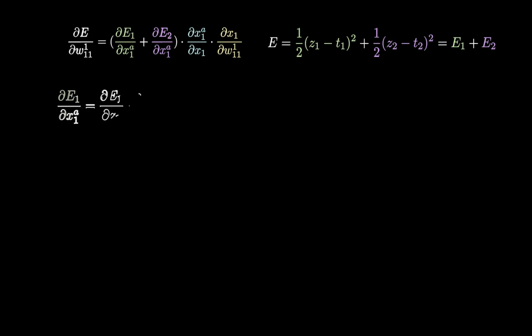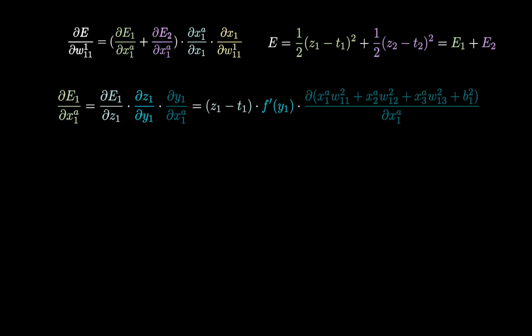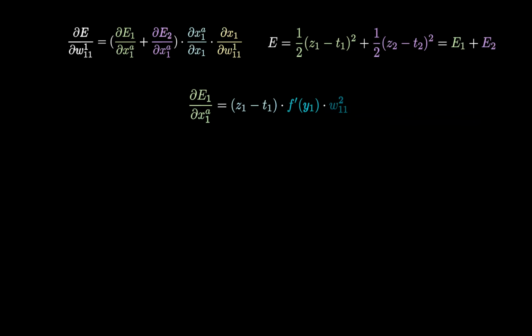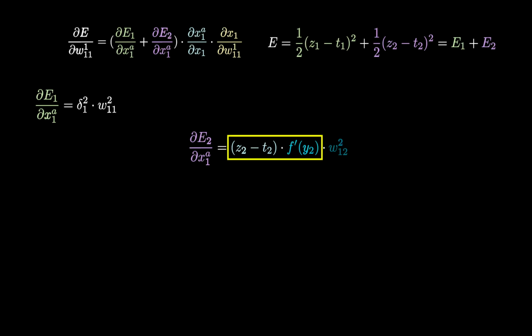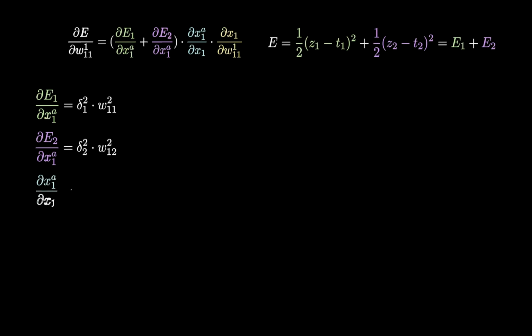To calculate the first element, we apply the chain rule again. We observe that this element is the same as our delta from previous calculations, so we can set it as delta. The second element follows a similar pattern. And the remaining steps are straightforward computations.